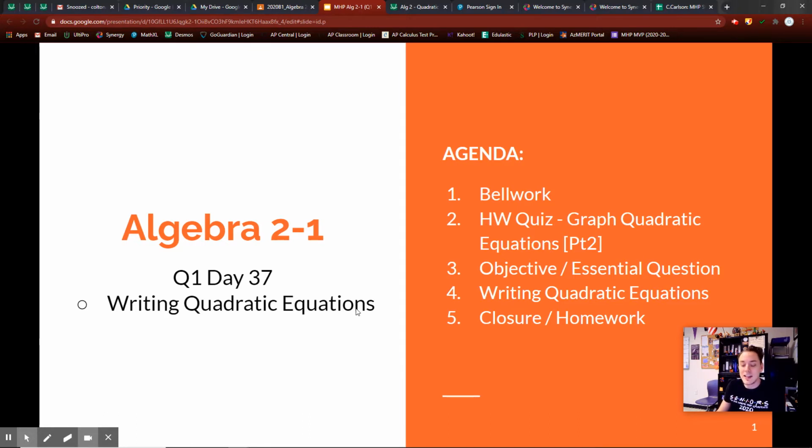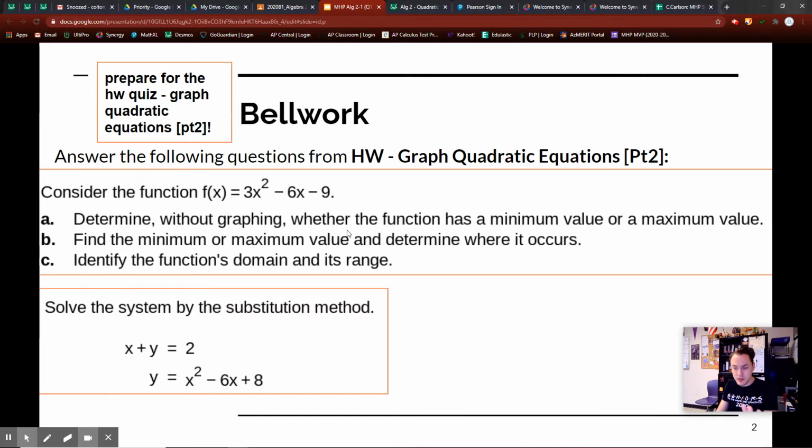So this is the last lesson, writing quadratic equations. We're going to go through the homework quiz after the bell work, objective, and essential question. So what is writing quadratic equations? What does that even look like? It's really just two parts, 3 parts really, and I'm going to show you the very difficult way to solve these, and then I'm going to start showing the easier ways afterwards, okay? Let's go through these 2 questions for bell work first to get started.